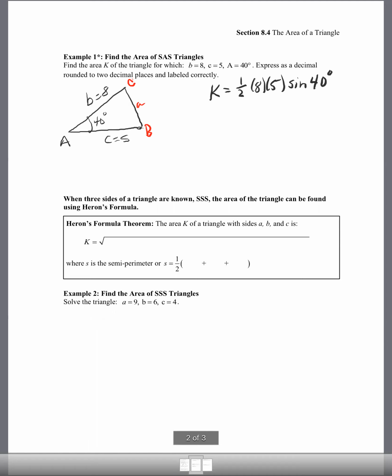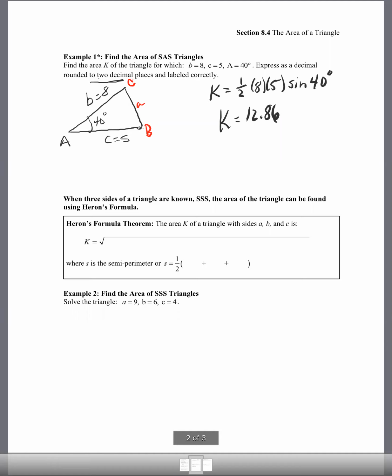We are looking for area here. In this instruction, it said please round to 2 decimal places. And so we'll find that our K value is 12.8. Looks like it'll be 12.86.